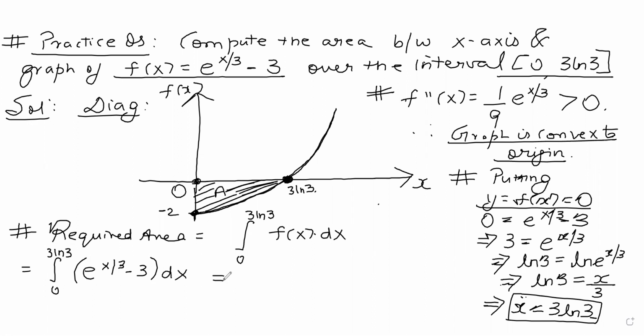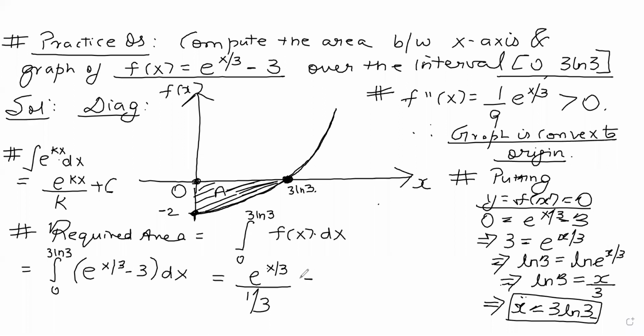Let's integrate this. Now e to the power, all students recall, e to the power kx ka integral in general is e to the power kx divided by k plus c. Although we will be doing this in our rules for indefinite integrals, but I am revising it again. So e to the power x by 3 ka integral is e to the power x by 3 divided by 1 upon 3. Minus 3 ka integral is 3x.